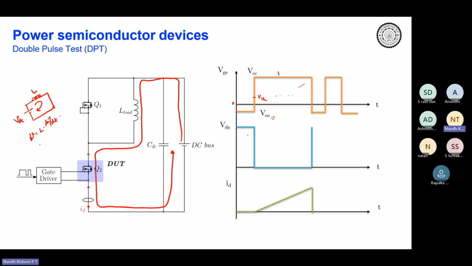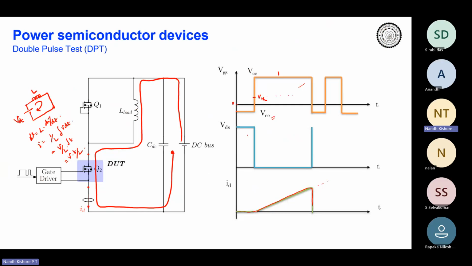V is a constant DC. Therefore, what would happen to I? I would be basically 1 by L integral V dt. V is constant, so it is V by L integral dt, or V times t over L, correct? So if you have a longer pulse, the current would increase for longer. And the current shows a linear increase because the voltage is constant, right? That is the reason you are seeing something like this.